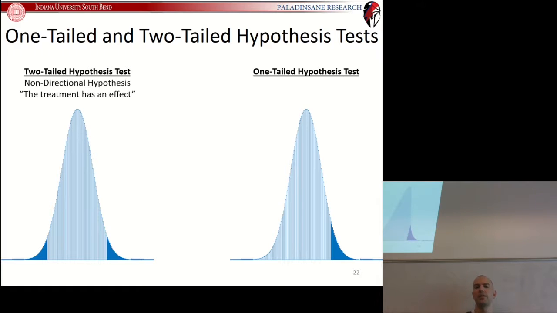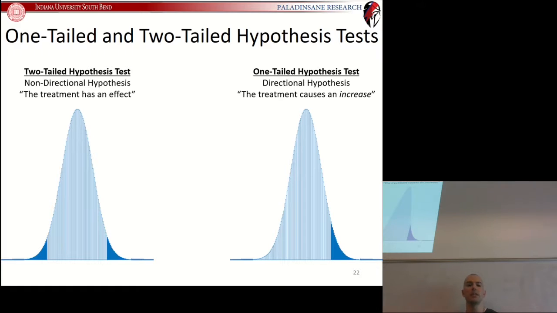That's a non-directional hypothesis. On the other hand, for a one-tailed hypothesis test, this is where you're looking at a directional hypothesis. This is where you have a specific direction, and that's the only direction you're interested in. That's the only direction you want to test. So in this case, rather than saying maybe the treatment has an effect, maybe the treatment changes scores, maybe it goes up, maybe it goes down, that's a non-directional hypothesis. On the other hand, if you want to know, does the treatment cause an increase? And that's all you're interested in.